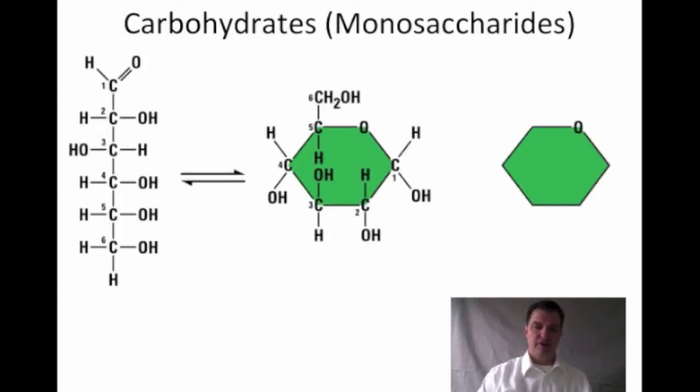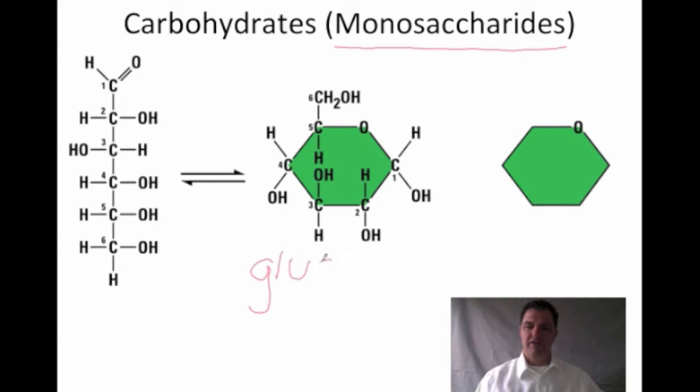So the first one we'll talk about are the carbohydrates, and carbohydrates come in 3 different sizes that we talk about in this class. The first size are called monosaccharides. Monosaccharides are things such as glucose, which is a very common sugar. Carbohydrates, especially the monosaccharides, are often referred to as simple sugars. And we'll talk about glucose.